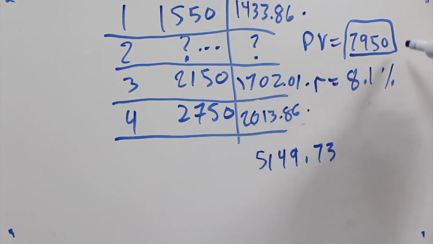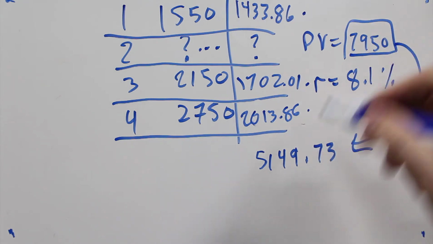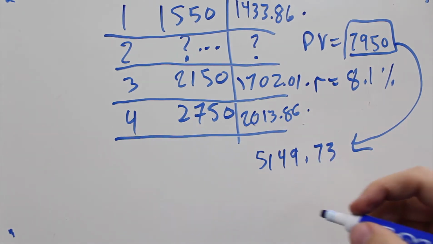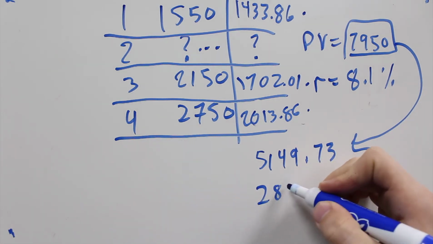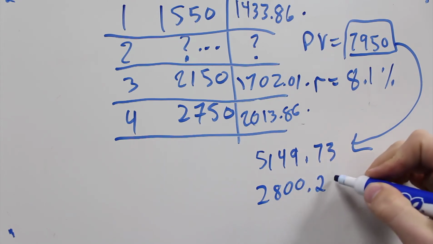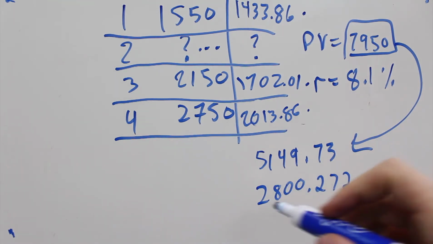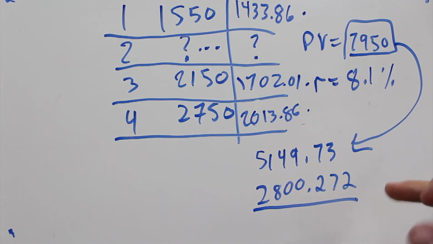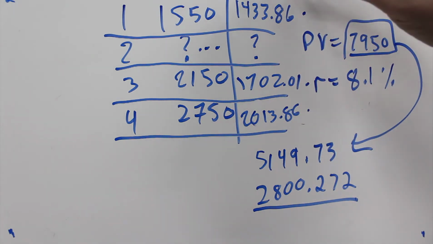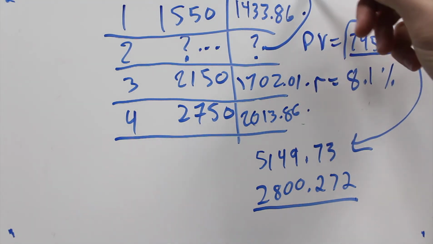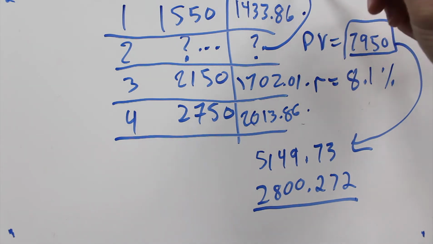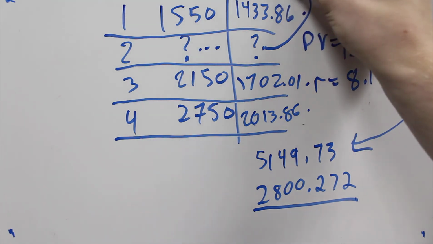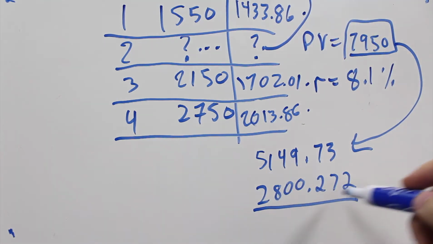So I'm going to take that down here and subtract these. So if I take 7950 minus 5149.73, then I will get 2800.272. Now, that's not my answer, but that is the present value of my answer, right? Because this is if I were to discount everything back. So if I discounted this question mark back to 0 also, I would get 2800.272. Oh, you couldn't see that writing, but if I discounted that back to 0, that's what I would get.